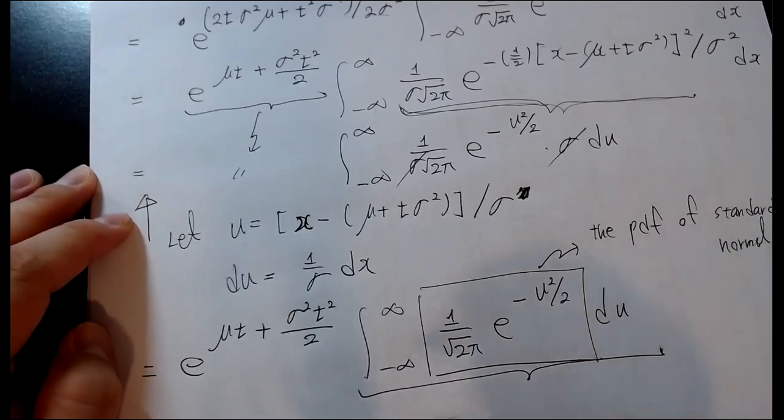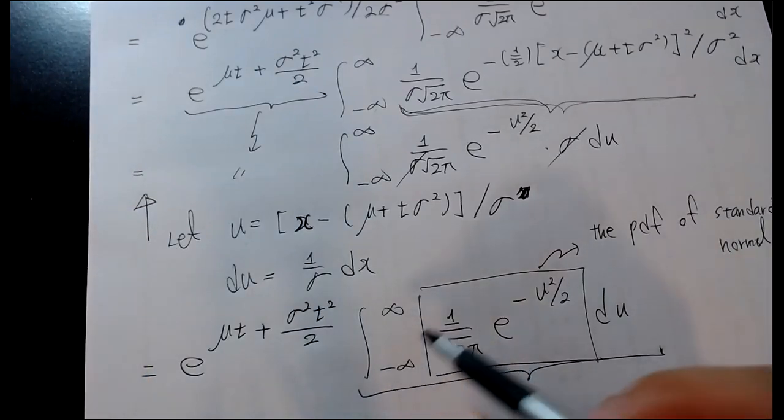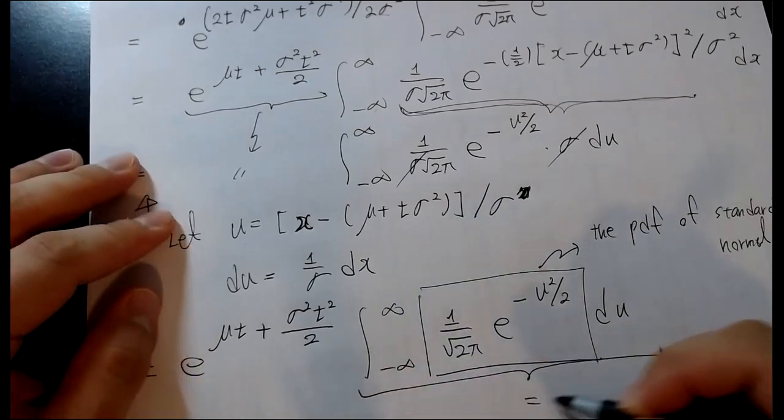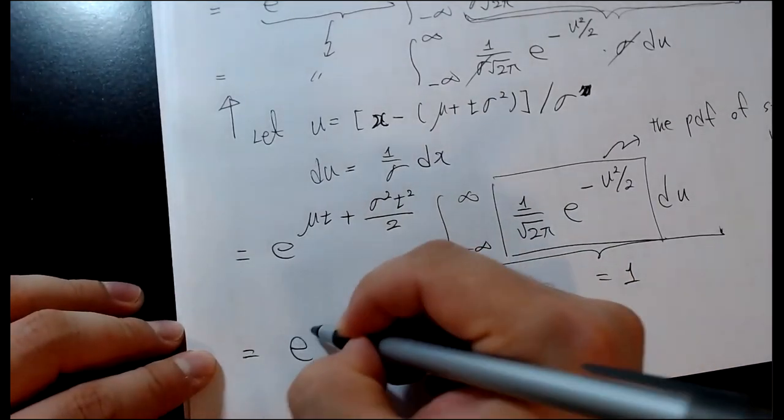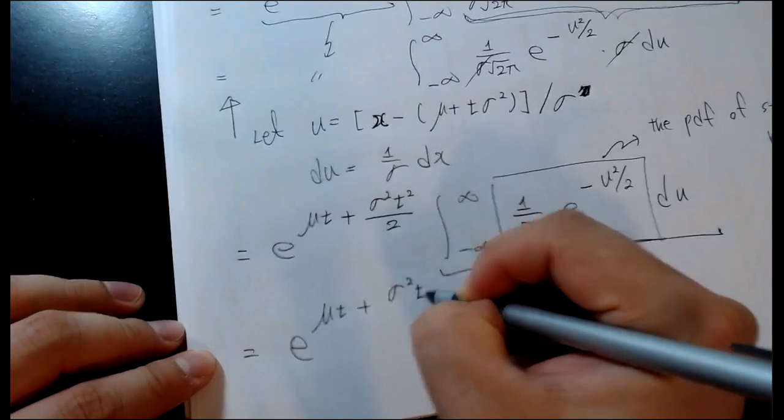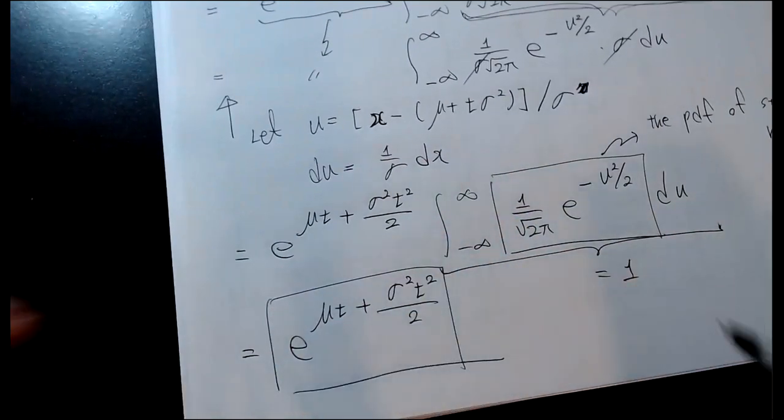So now then what? The integral of the PDF from negative infinity must be 1. Okay, so that is equal to 1. So we got this. This is equal to what? E to the mu t plus sigma square t square over 2. Okay, that's the moment generating function of the normal distribution. Okay, so now once we figure out the moment generating function of the normal distribution, then we're going to find out the first and second derivatives of the moment generating function and replace t with 0. I mean, plug in 0 for t to find out mu1 prime and then mu2 prime.